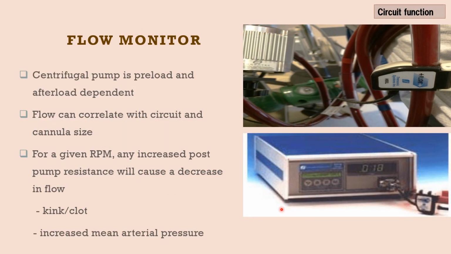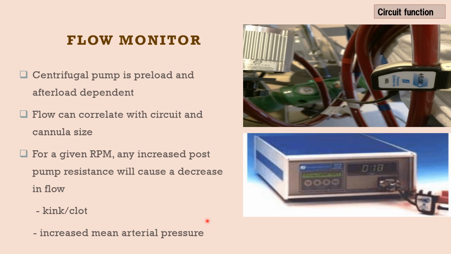The first important part in the circuit function is flow monitoring. As we know, a centrifugal pump is preload and afterload dependent, so the flow can correlate with the circuit and cannula size. It can be applied externally, directly on the tubes, or incorporated inside the machine. For a given RPM, which reflects the speed, any increase in post-pump resistance will cause a decrease in the flow.